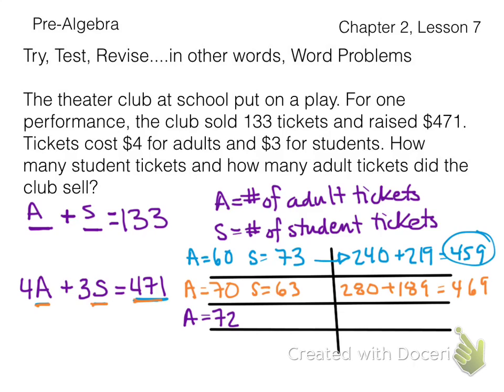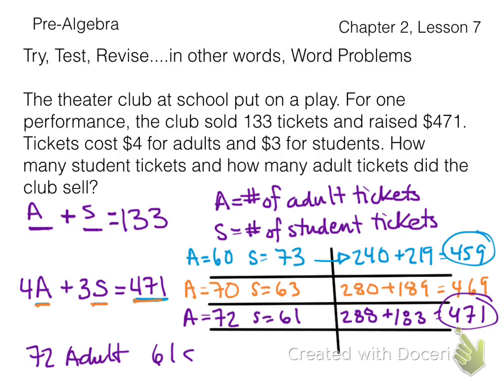Okay? 72 adult tickets. If you got 72 adult tickets, that would be 61 student tickets. And 72 times $4 is $288 plus 3 times the student tickets, which is 61, gives you $183. 183 plus 288. Well, guess what, guys? That is $471. So that must be the sweet spot. So we're going to sell 72 adult tickets and 61 student tickets. Okay? All right, again, this is guess and check. We're going to do this several times through this video.